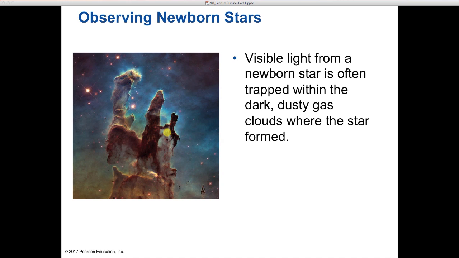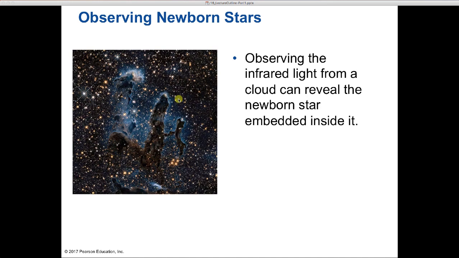Where's the head of the eagle, where are the claws of the eagle, and so on. But this is again a visible light photograph, and you can see stars on the outside of it, and you can see areas in the cloud itself where there are some things glowing. We can look at this in the infrared part of the spectrum. It looks very different, and we can definitely see stars inside the cloud.